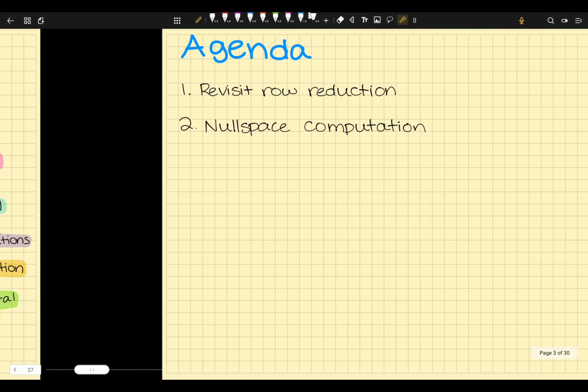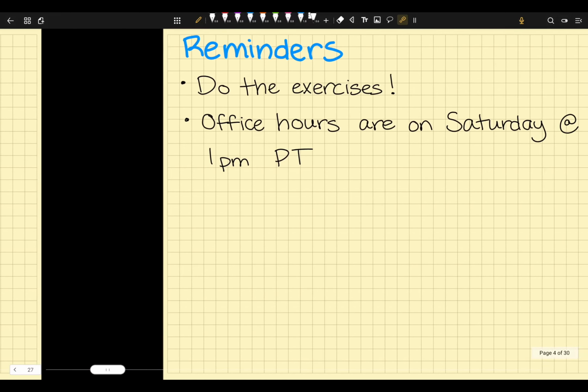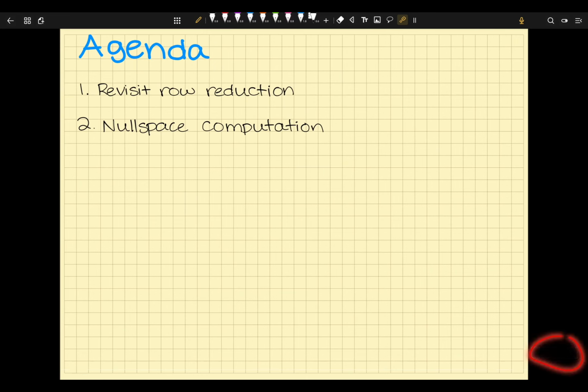All right. So here's our agenda. We're going to start with row reduction, and then right at the very end, we'll do null space computation. Maybe we might not actually compute the null space today. We might just look at the null space. Something else I should add is that today's lecture is probably going to go late. You can see down here at the bottom that I have 30 slides. We'll try not to go too late.